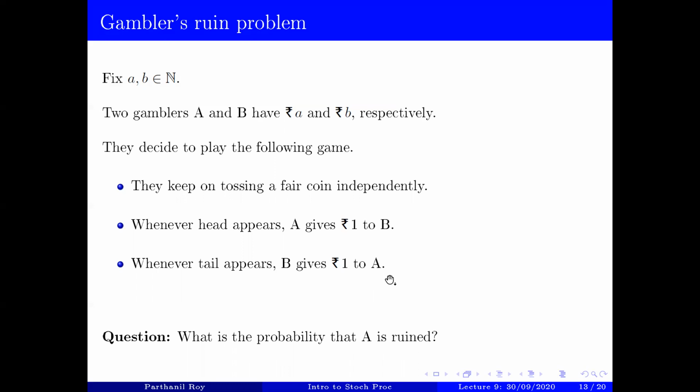Now this is a famous gambler's ruin problem. And to be honest, the coin does not have to be fair. I'm just giving the simplest possible example. That's why I'm keeping the coin to be fair. Now, let's try to formalize this in mathematical terms.